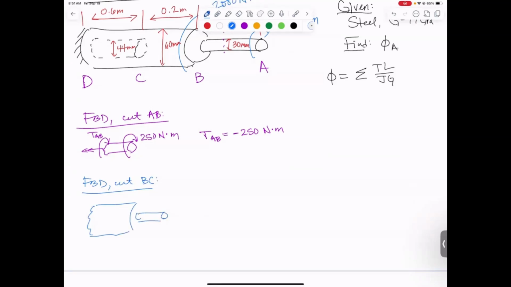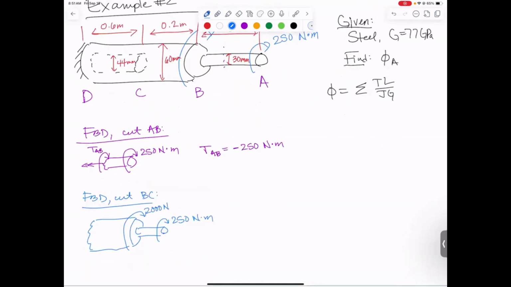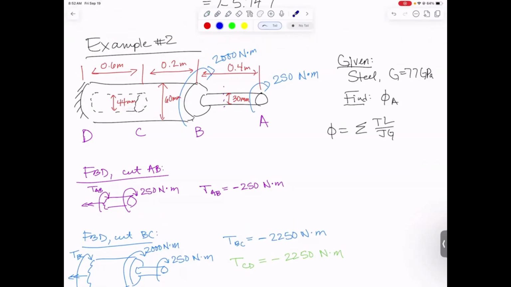So here is my cut. Then we have a step down to a smaller shaft. Applied to it is 250 Newton meters that way. And then we had a big torque, 2000 Newton meters that way. And we'll, again, use our positive sign convention, which will have our internal torque in between B and C that way. If you sum those torques, you get the torque in BC comes out to be minus 2250 Newton meters. And we don't need to do a separate cut, but the torque in section CD will also be minus 2250 Newton meters. You just need to cut it every time the torque changes.